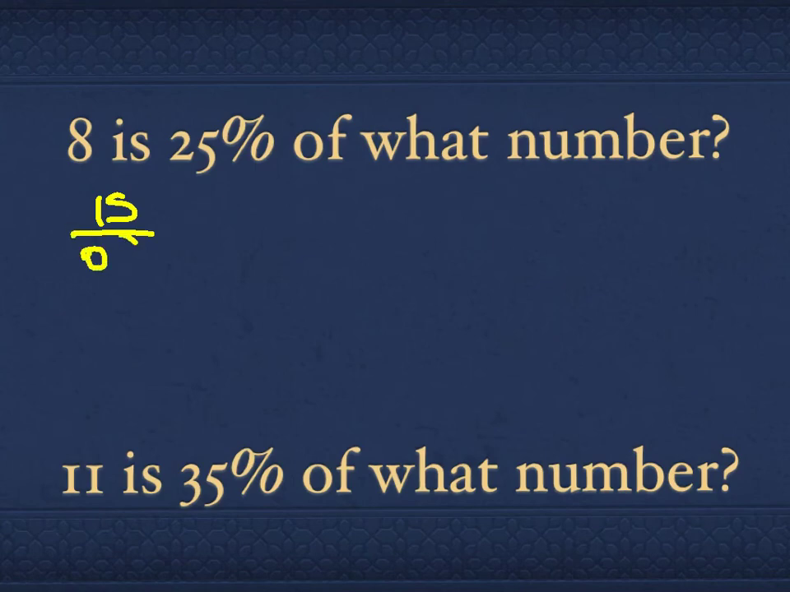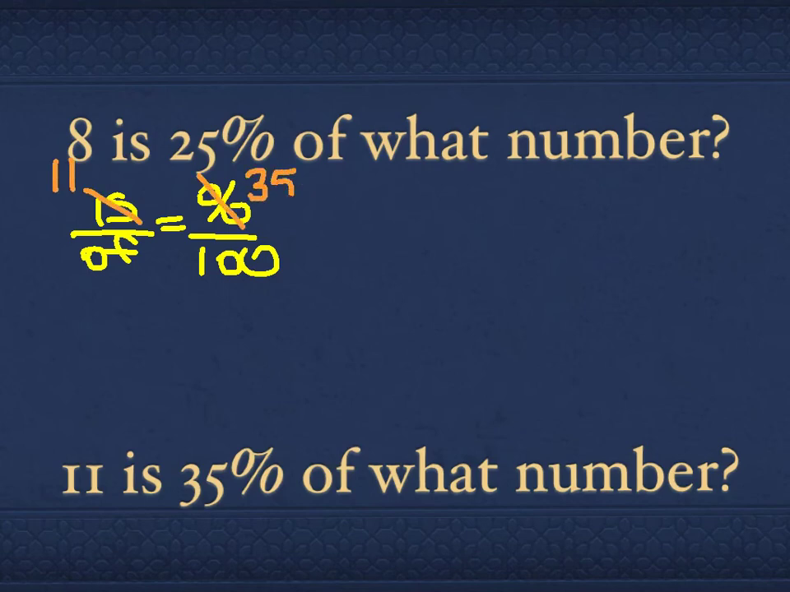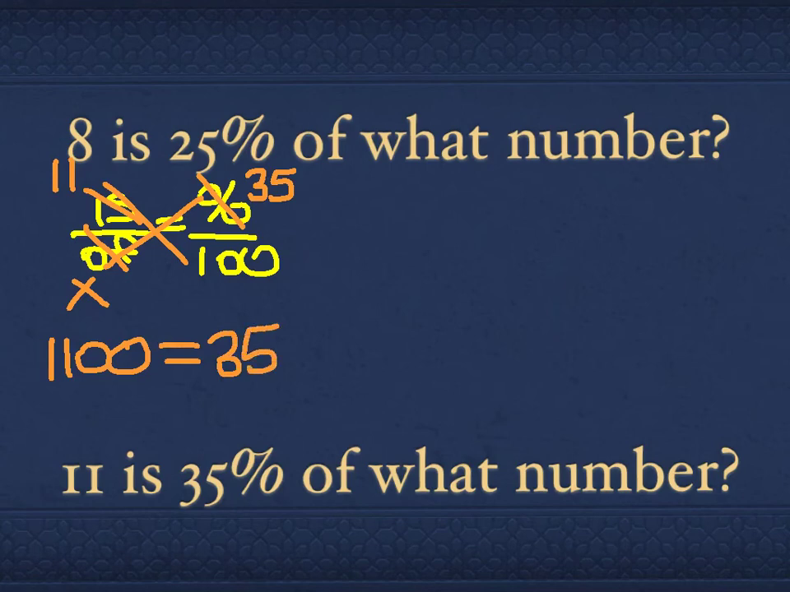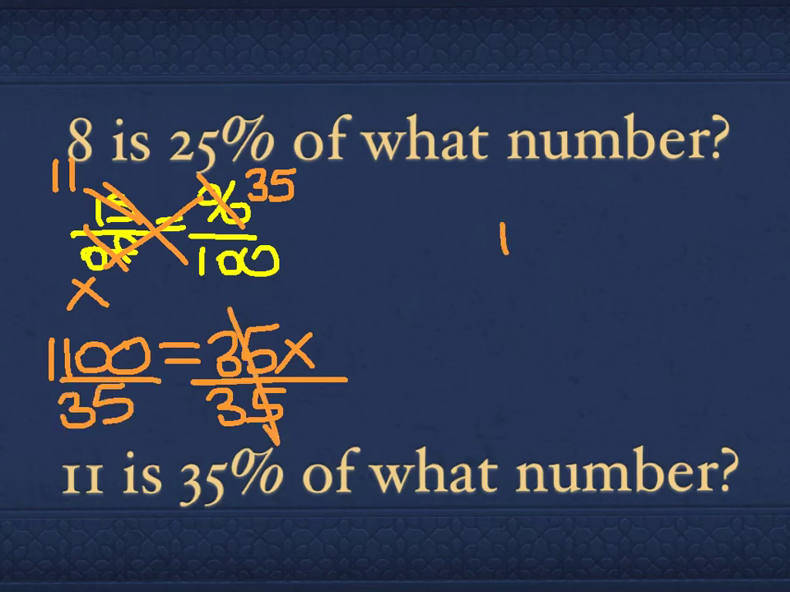Is over of equals percent over 100. Let's fill these in with the correct numbers. 11 is, so I'm going to put 11 here. 35%, we'll put that there, of what number? Of is x. Well, let's cross product and solve. 11 times 100 is 1,100, and x times 35 is 35x. If we use our inverse operations, let's see what we get.